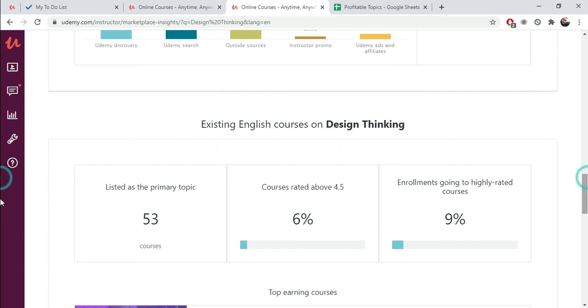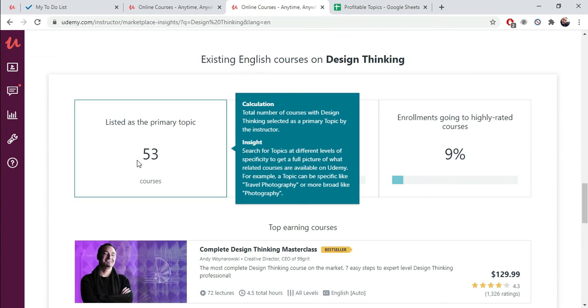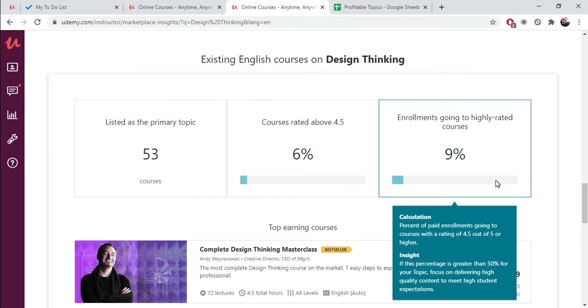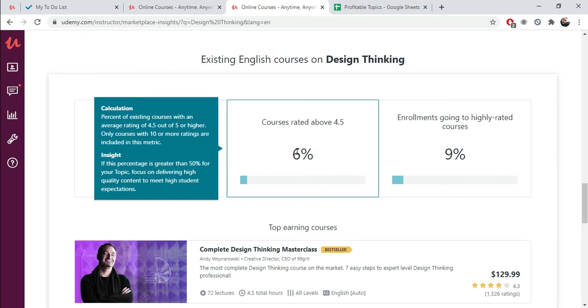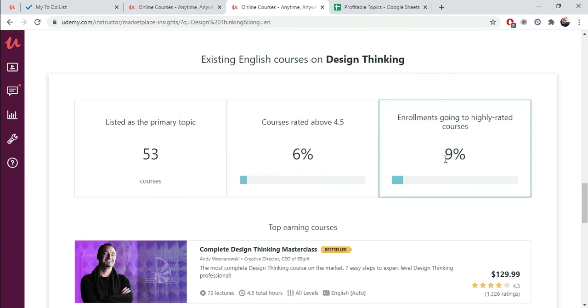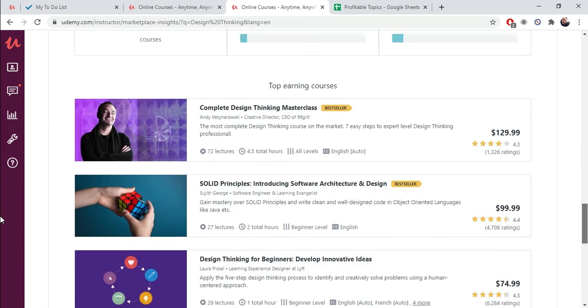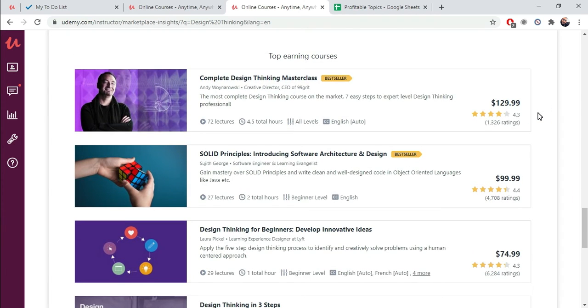Okay, and then there's only 53 courses on Udemy around this particular topic. Courses rated above 4.5 are only 6%, which is not a big issue, since for this particular topic a lot of enrollments don't really go to highly rated courses, which is great. But obviously you want your course to rank, to have a high average rating.